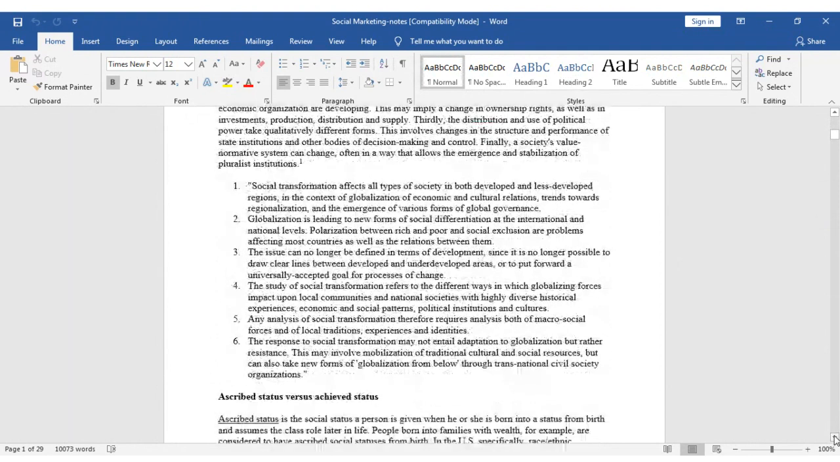Social transformation affects all types of societies in both developed and less developed regions, in the context of globalization of economic and cultural relations, trends towards regionalization, and the emergence of various forms of global governance. Maybe before I proceed, there is a key distinction between developed countries or regions and less developed regions. Do you know any difference between a developed country and a less developed country or region?